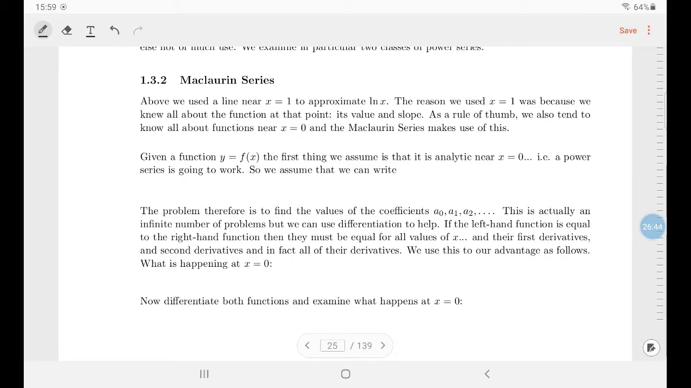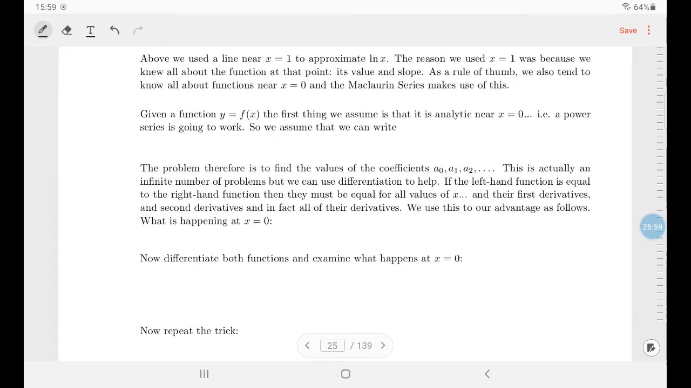The reason we used x equal 1 was because we knew all about the function at that point. We knew its value, log of 1 was 0, and its slope was 1 as well. As a rule, we also tend to know all about functions near x equals 0, and the Maclaurin series makes use of this. So given a function y equals f(x), the first thing we do is assume that it is analytic.